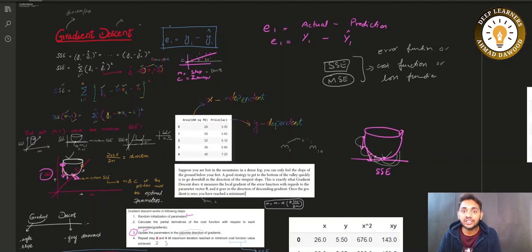At the end of the last session, I recommended you have a look at the training sessions of linear regression, in which we have discussed two processes. One was gradient descent and one was normal equation.